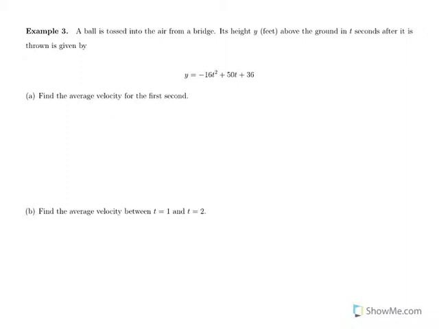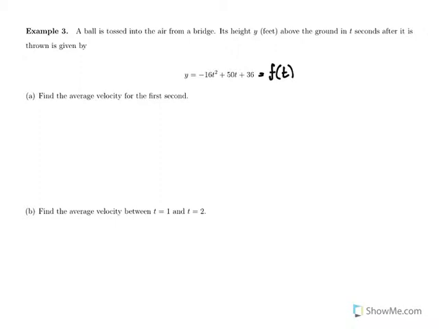All right, last example, we'll answer some questions here. A ball is tossed in the air from a bridge. Its height, y, given in feet, above the ground in t seconds after it's thrown is given by the formula y equals negative 16t squared plus 50t plus 36. And note that this is our function f of t. So in the first example we did today in this video, the function was given by a table. In the second example, the function is given by a graph, and now we're given the function by a formula.